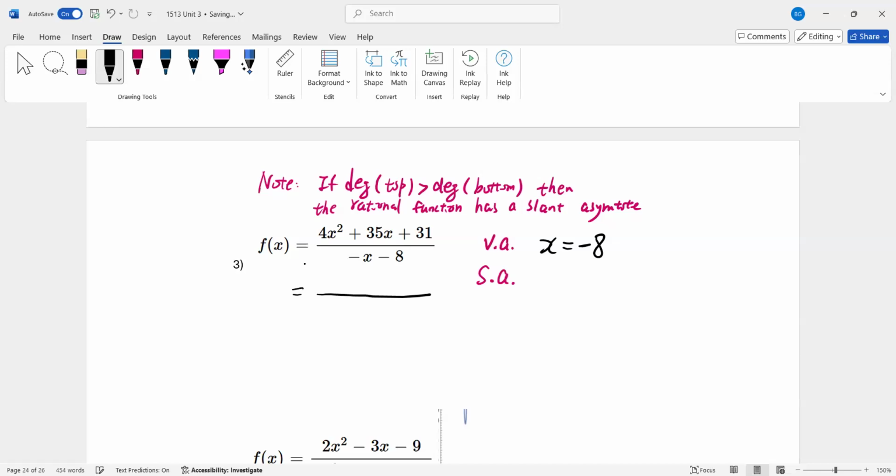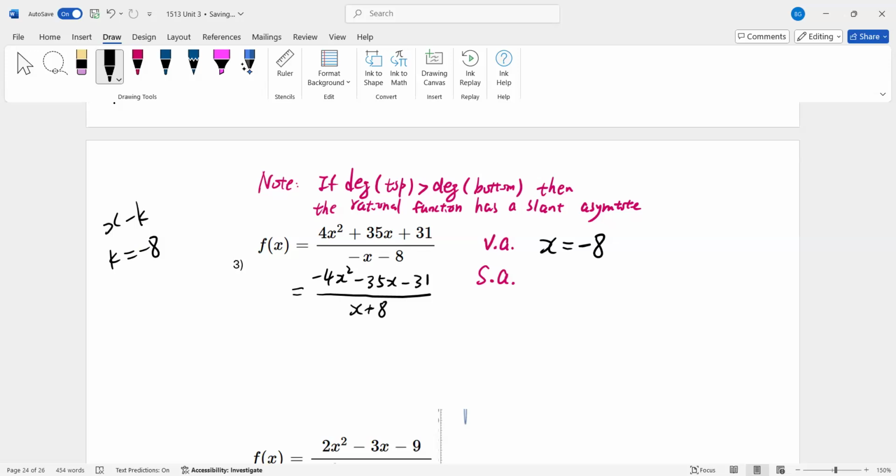I'm going to multiply both top and bottom by -1. Then the denominator is going to become x plus 8, and the numerator is going to become negative 4x squared minus 35x minus 31. One more time, what did I just do? I multiplied both top and bottom by -1. The benefit of doing this is that we have the divisor in the format x minus k, and we can use the synthetic method instead of long division. And the k here is -8.